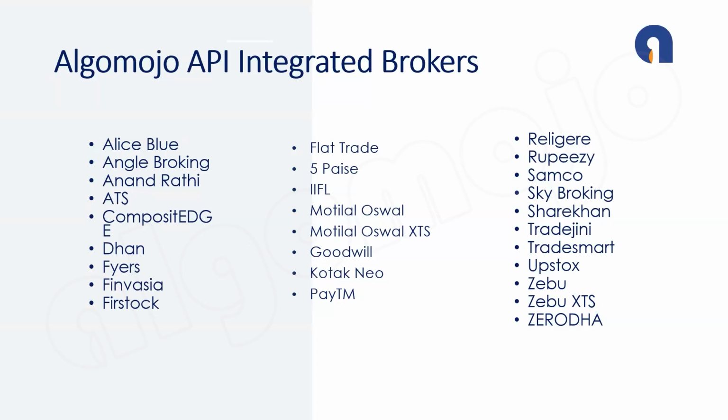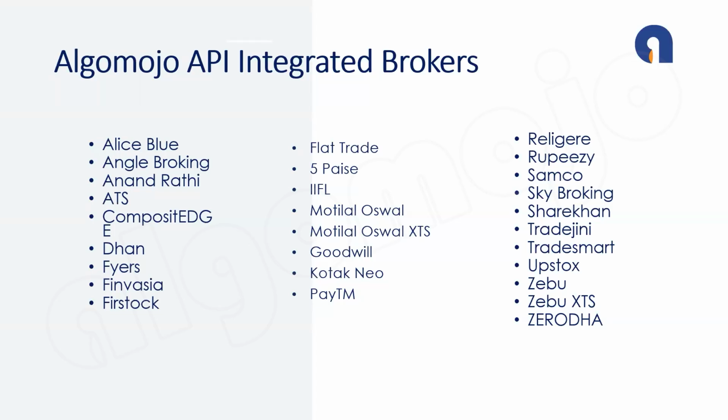Zerodha has made the APIs free for all users for placement of orders. So if you're generating signals from any of the charting tools to place orders in a Zerodha account, you can use this facility. Earlier, they used to charge 2,000 rupees per month. They were the only broker who was charging this amount. Now they have also made it free of cost. So you can use Zerodha also.